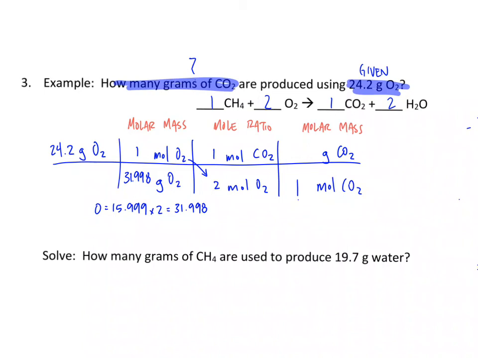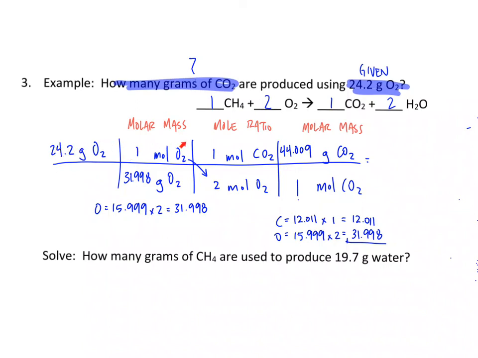So down here at the bottom, carbon has a mass of 12.011, and I've got 1, which is 12.011. Oxygen is 15.999, and I've got 2 of them in CO2, which gives me 31.998. And when I add those 2 together, you get 44.009. So 44.009 grams of CO2. So now you do the math.